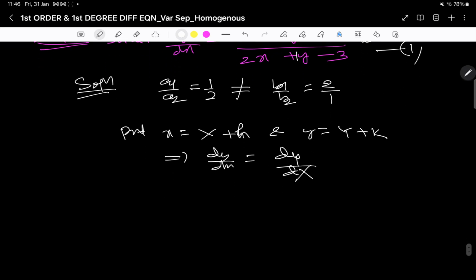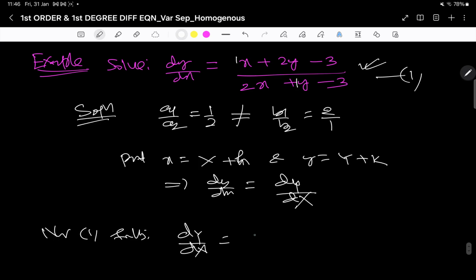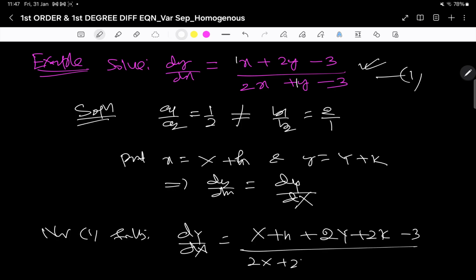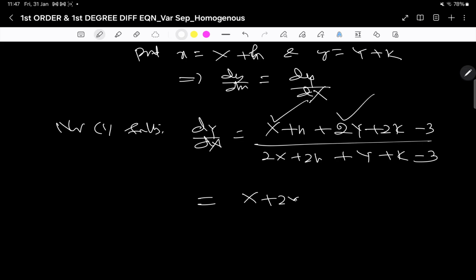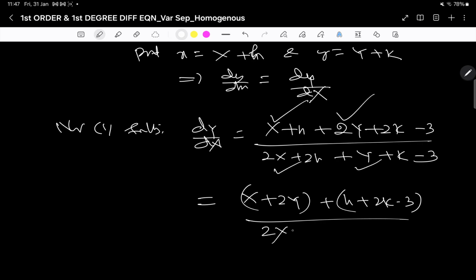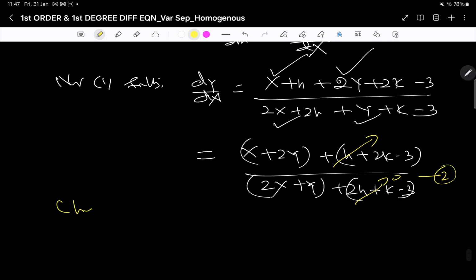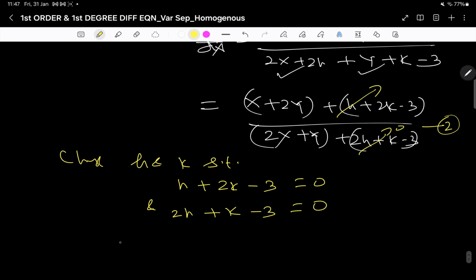With this, now dY by dX is equal to X plus h plus 2Y plus 2k minus 3 divided by 2X plus 2h plus Y plus k minus 3. You now write it as X plus 2Y plus h plus 2k minus 3 divided by 2X plus Y plus 2h plus k minus 3. You choose h and k such that these constant terms are 0. Let it be equation 2. Choose h and k such that h plus 2k minus 3 is equal to 0 and 2h plus k minus 3 is equal to 0. You have to solve these two.